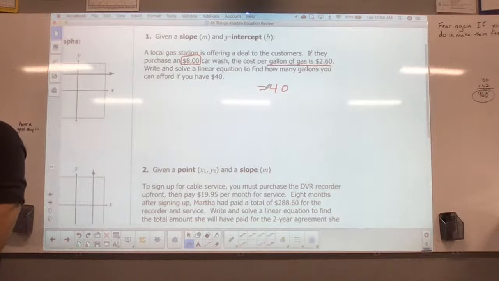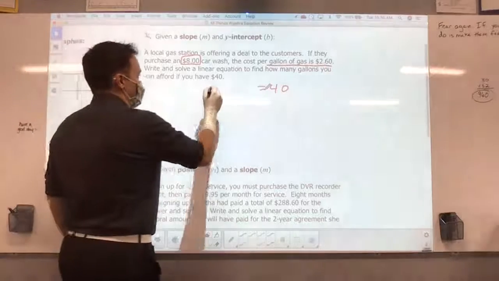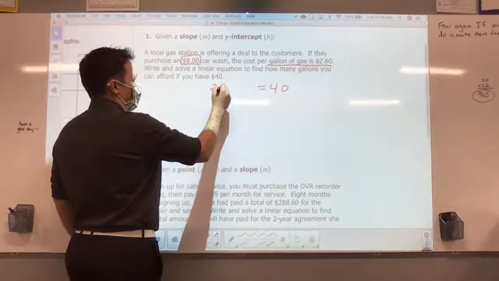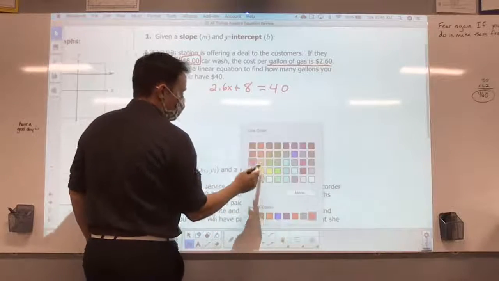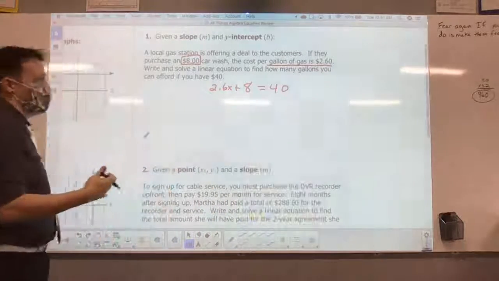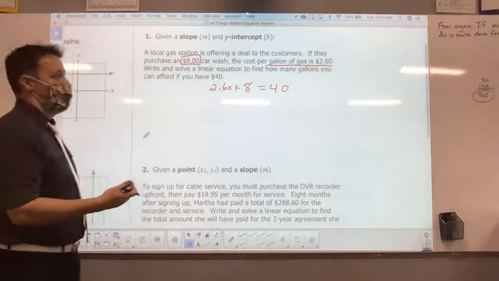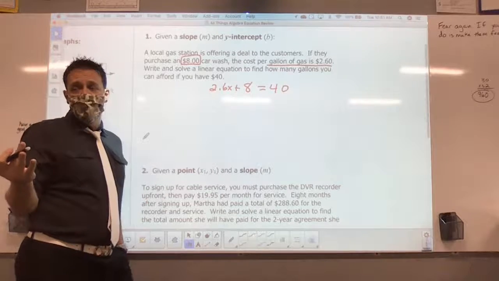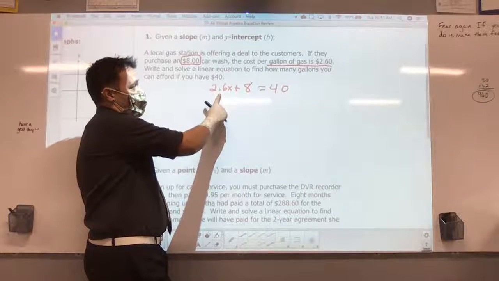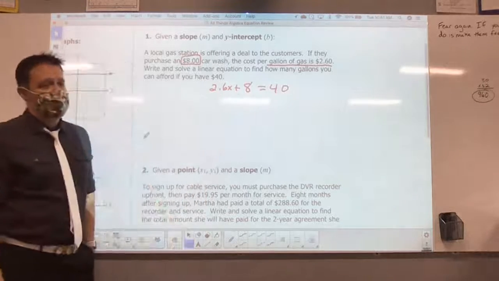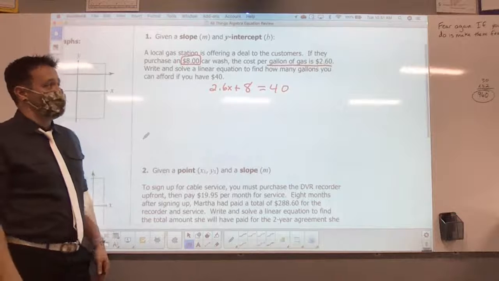All right, now why is it 2.6x? Because it's cost per gallon. That's right. So please understand, most of you in here are struggling with this as well. Not just setting up an equation, but understanding why. Because as we go through this year, it's going to say, what is the slope? It's 2.6. You guys have to figure that out. Some of you weren't figuring those things out.